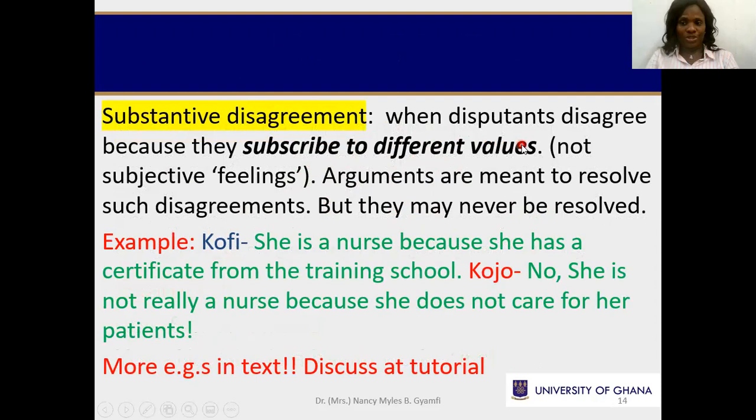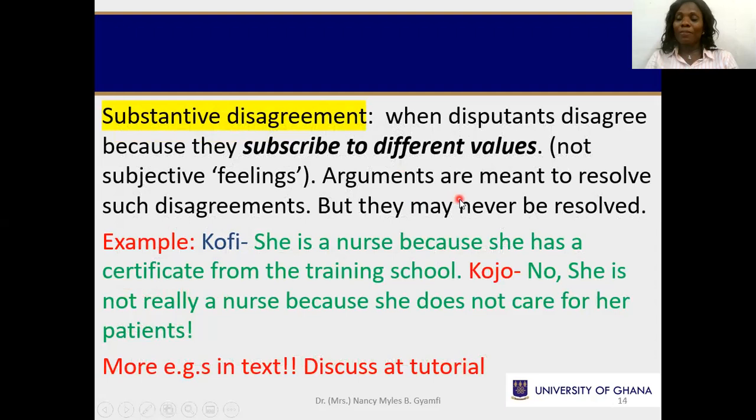Just like one person thinks this should be the case, another person thinks this shouldn't be the case, and these are value-oriented: perhaps religious values, cultural values, contextual values, etc. It makes it difficult to think that you will see the same thing if we were observing. So issues that border on values may never be resolved. We try to help others see it the way we see it. How? By presenting arguments. We are going to see what an argument is in a minute.